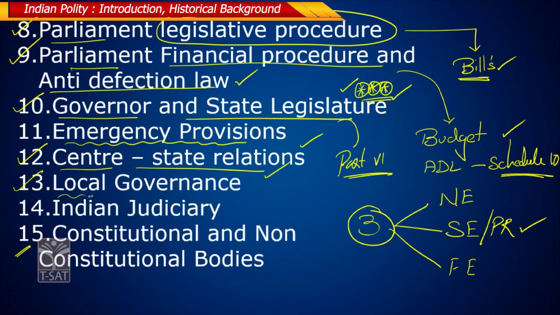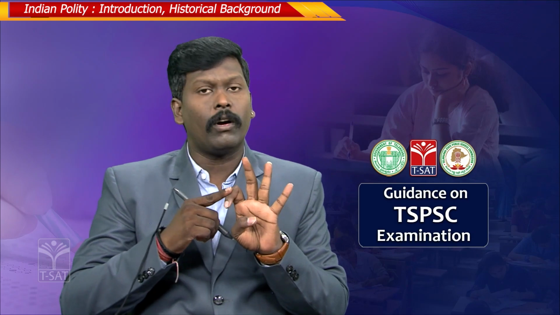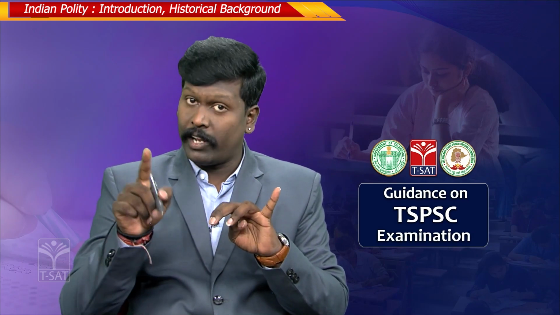These three relations we cover, as well as the commissions or the amendments associated with center-state relations. The 13th one we have is local governance, where we cover Panchayati Raj institutions and municipalities. And the 14th topic we have is the Indian judiciary. As part of the Indian judiciary, we focus on four elements: 1. Supreme Court, 2. High Court, 3. Subordinate Courts, and 4. Tribunals, or fast track courts as they are called. So, these are the four topics we cover in the Indian judiciary topic.